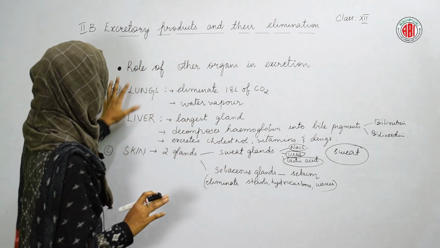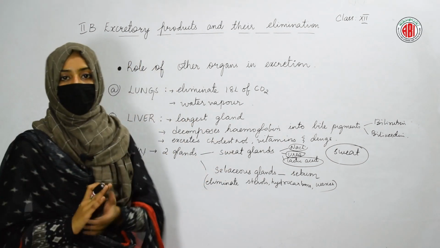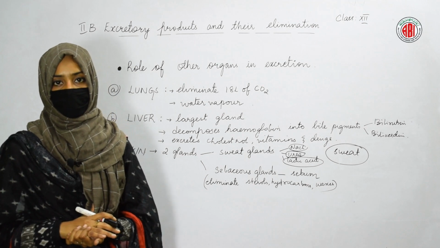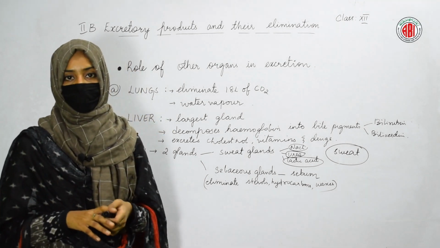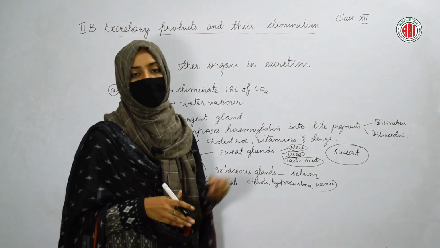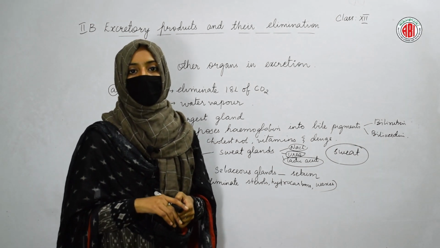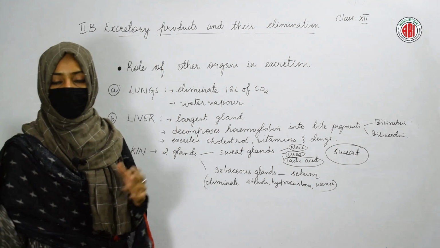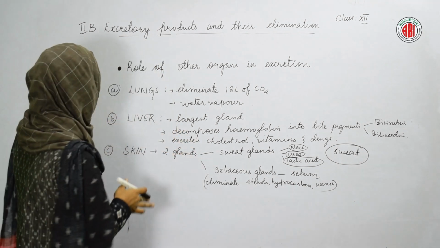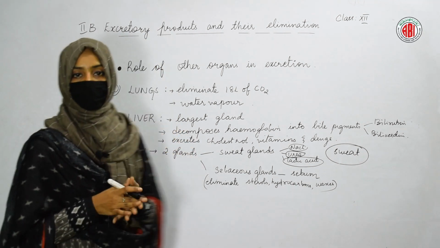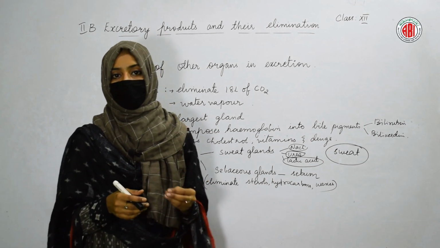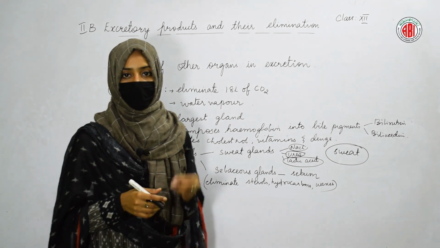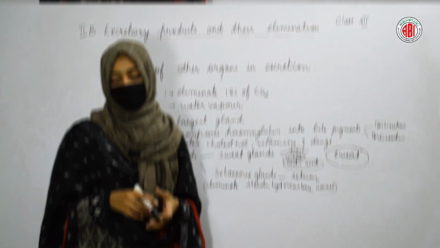This is how all these organs are helping in the process of excretion. They are playing a crucial role in carrying out excretion and in eliminating different waste products out of the human body. So, besides kidneys, the lungs, liver and skin are also important excretory organs. They help in the elimination of different waste products in different forms.